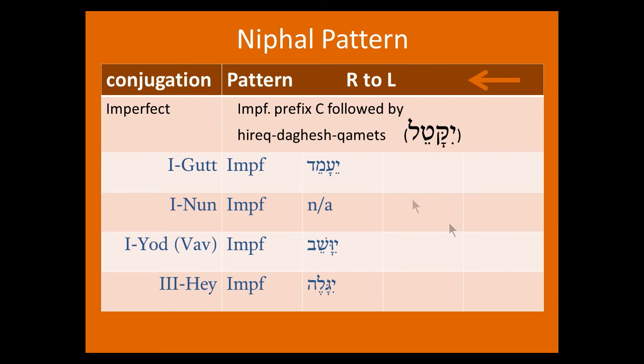Now the nifal pattern with the imperfect. Okay, strong verb up here at the top in black. Prefix, hirik, dagesh, qamets. Now with first guttural, the guttural is not going to take a dagesh. So what always happens when the guttural will not take a dagesh, the vowel before it will lengthen. So instead of hirik, we have tsere, no dagesh, and qamets.